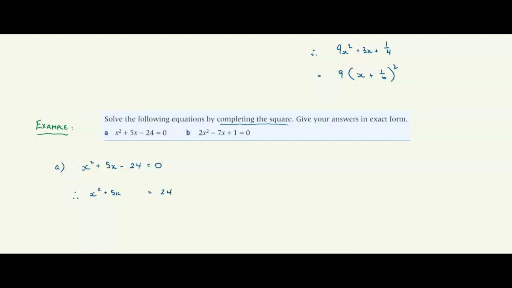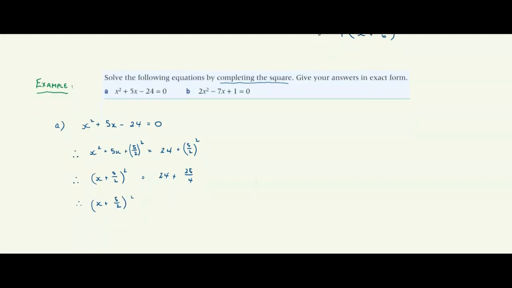I'm going to clear a space here for half of my x coefficient squared. And I'm just going to put that on both sides. So on the left-hand side, I have my perfect square of x plus 5 over 2 all squared. And on the right-hand side, I have 24 plus 25 over 4. Writing this all over 4, this is 96 plus 25, which is 121 over 4.